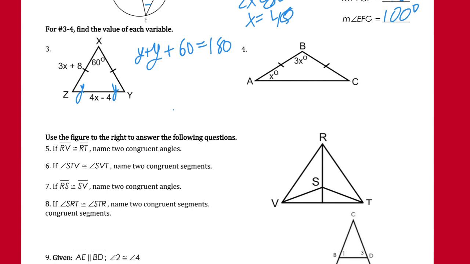Okay, and so if you solve this equation, you get 2y is equal to 120, so y is equal to 60. So that means we do have an equilateral triangle, an equiangular triangle as well. So we can erase this and say, you know what, all three angles are really 60 degrees. And so they were trying to trick us, okay? And so all three are 60, so that means all three sides are congruent.